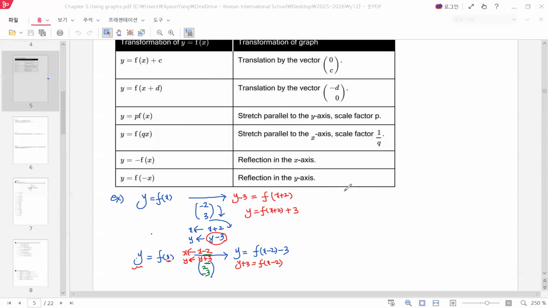Let's do it one more time. Y equals f(x), this is the original one. The new equation is y equals f(x minus 2). Then it looks like instead of x, it is written x minus 2. Y is just y. And then the translation vector can be written as this one, and then change the sign, 2. And there's nothing for y, right? Just 0.